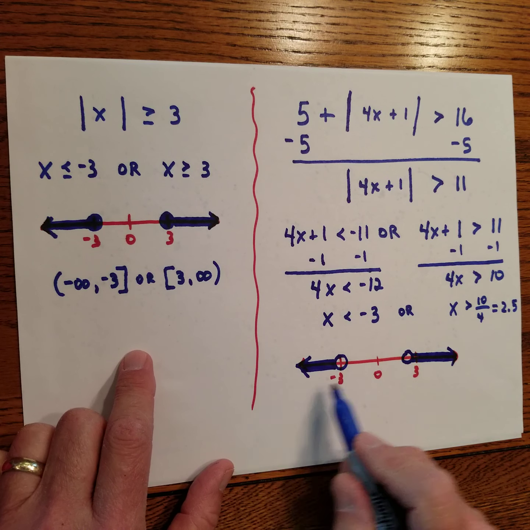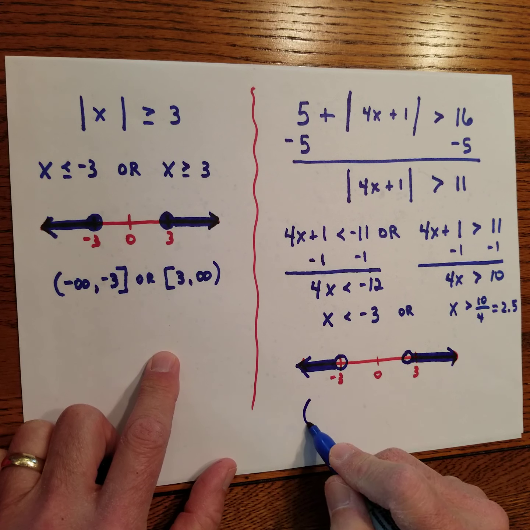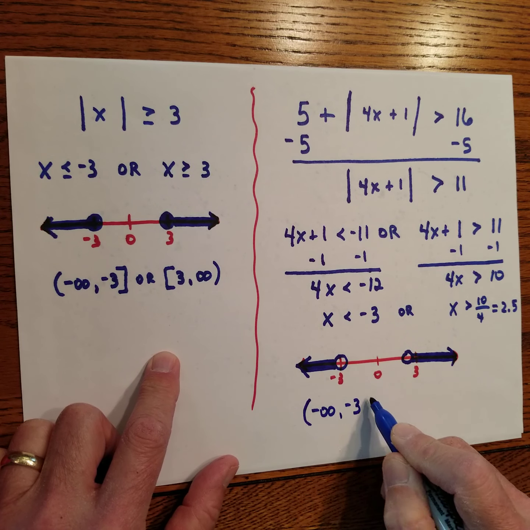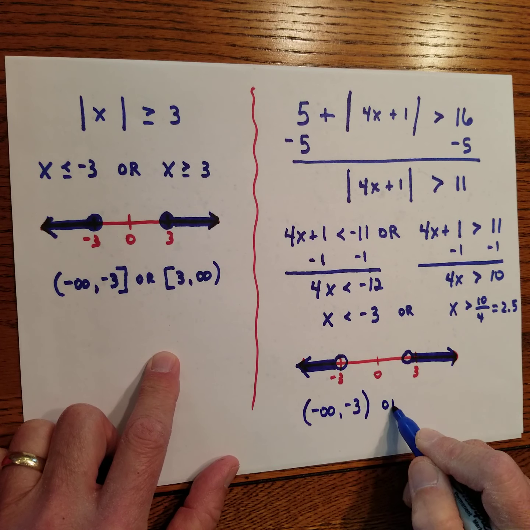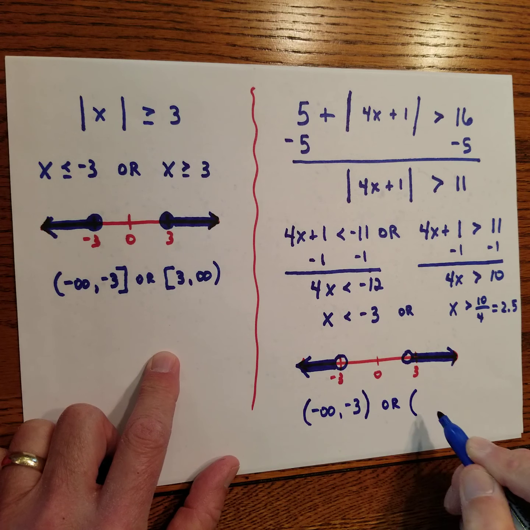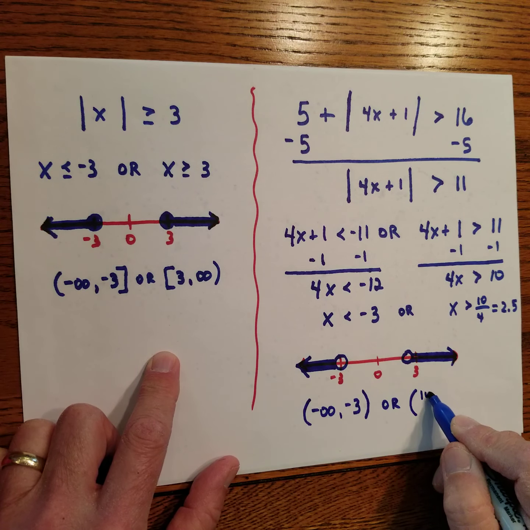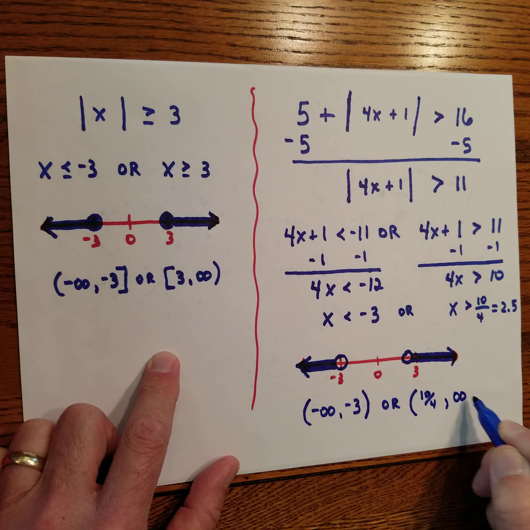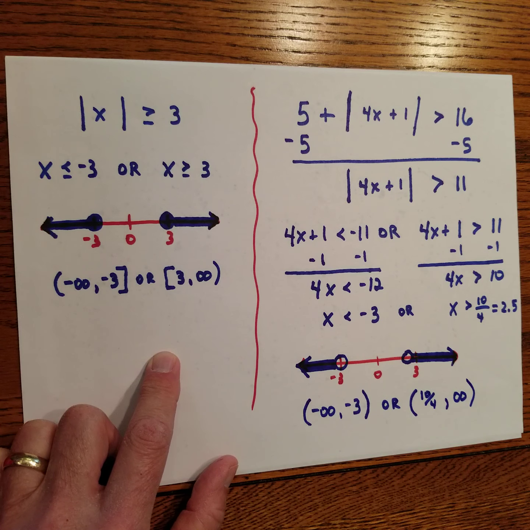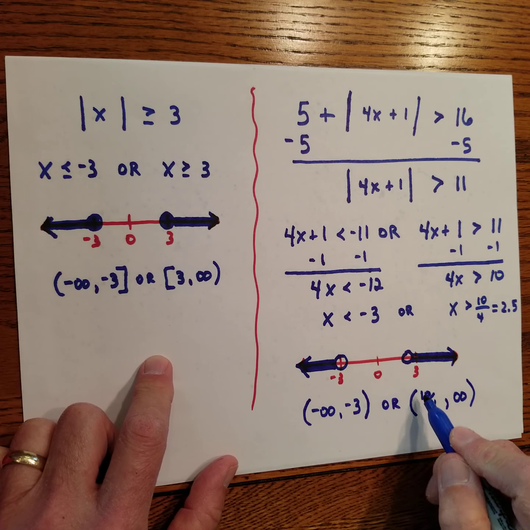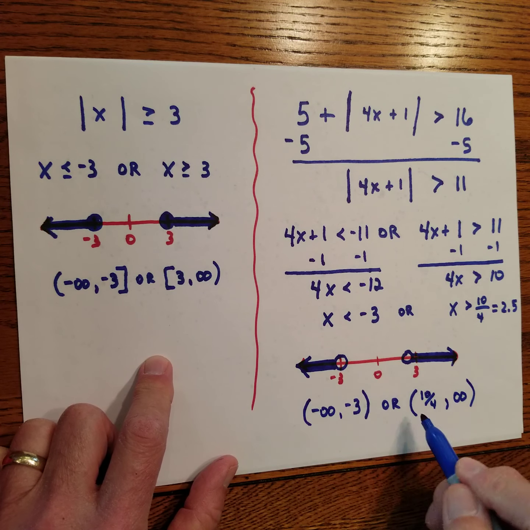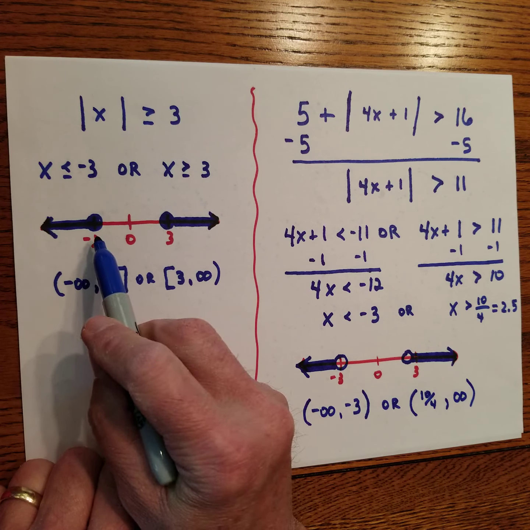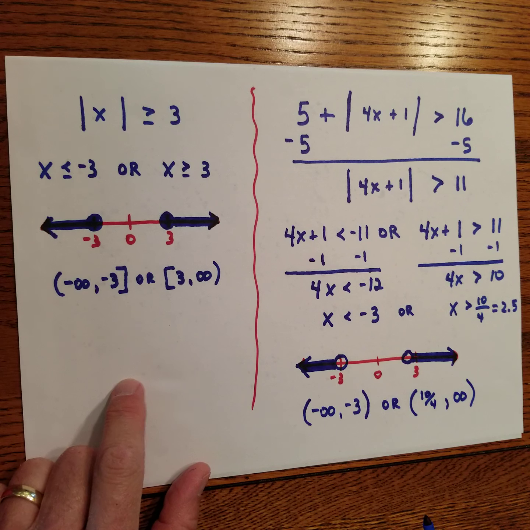As an interval, what have I covered up? I've covered up everything from negative infinity to negative 3. Or I'll also cover numbers from 2.5 to positive infinity. The soft brackets, the soft parentheses, are used because the circles are left open. Had the circles been closed, that's when we use the strong brackets.